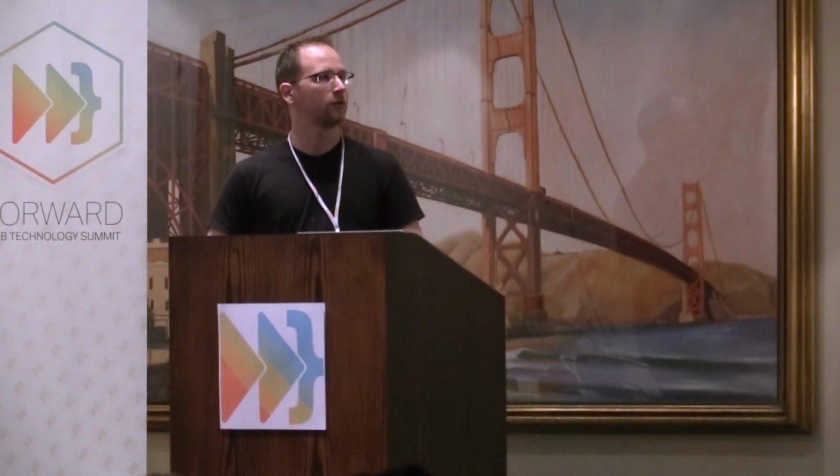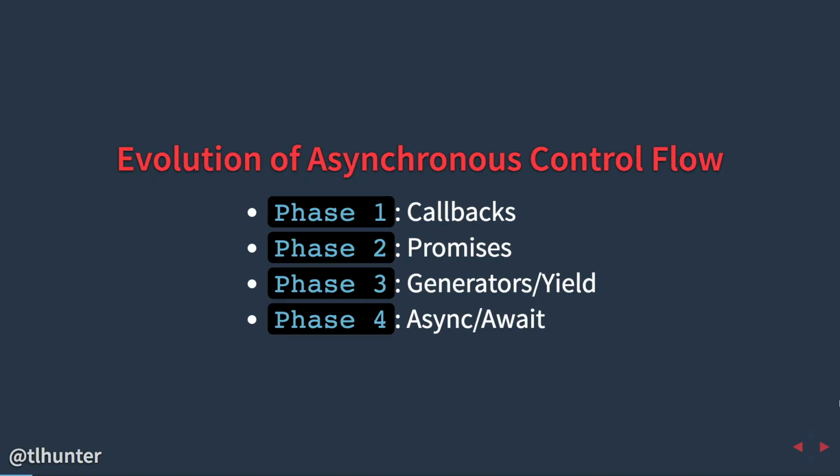Cool. All right, so throughout this talk, we're going to look at what I sort of call the evolution of asynchronous control flow as it exists in JavaScript. I'll break this down into a few different phases, and hopefully these phases look familiar to you. Phase 1 is callbacks. Phase 2 is promises. Phase 3 are generators, which have their yield keyword. And then phase 4 is async and await, which everybody's probably looking forward to.